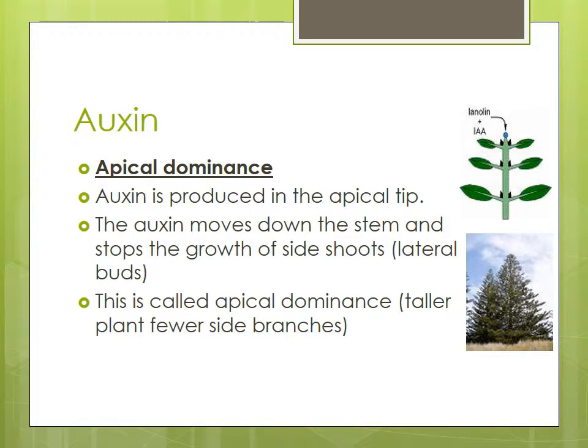Another response from auxin is apical dominance, and apex is just the top of something. So the auxin in the plant is produced at that tip, so at that very top of the plant. And then the auxin moves down the stem and stops the growth of side shoots. So it moves down the plant and stops these side growths from happening. So the further up that it is, it's able to stop things that are closer, and then there's less of the hormone down the bottom. And this is called apical dominance. So this is for those taller plants that have very few side branches.